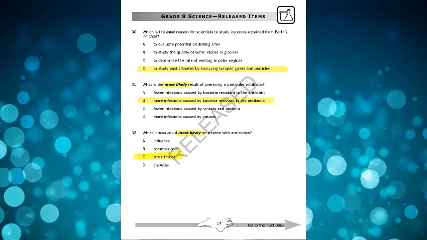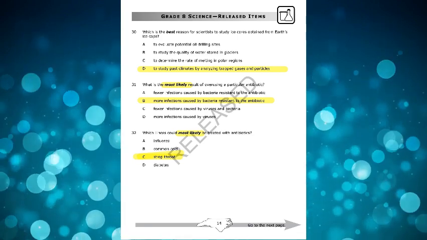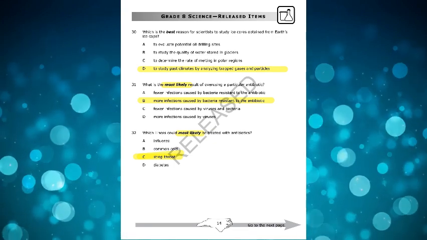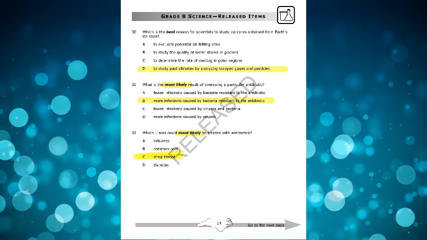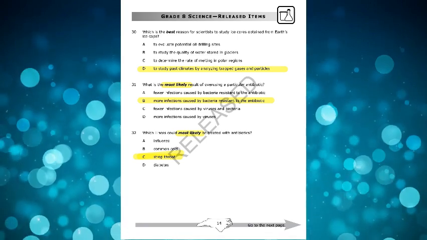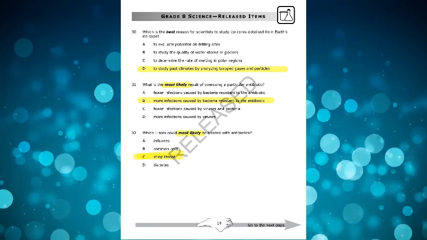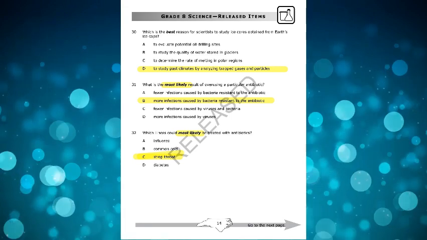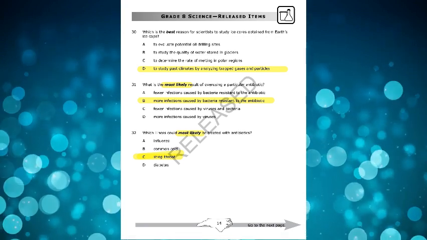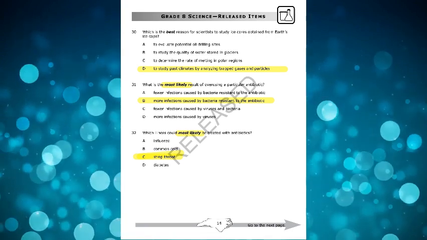Which illness can most often be treated with antibiotics? Well, of course, it has to be something that is bacteria based. So the cold and the flu are both virus based, and diabetes is not a virus or a bacteria, so that couldn't be treated with it. So strep throat is the only one there that could be caused by a bacteria. So strep throat is our answer there.